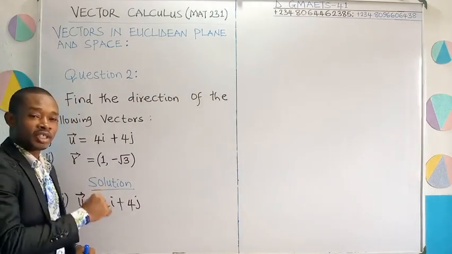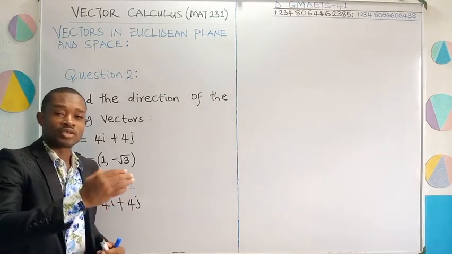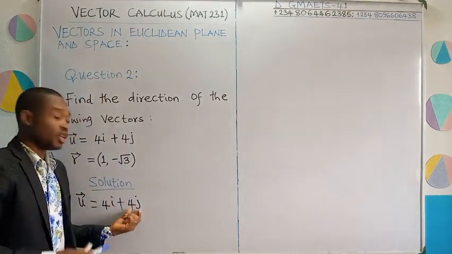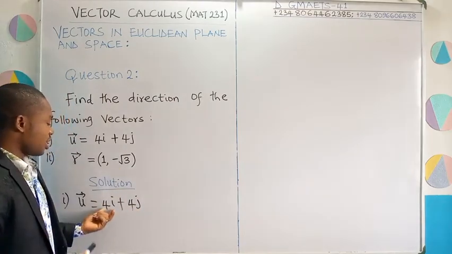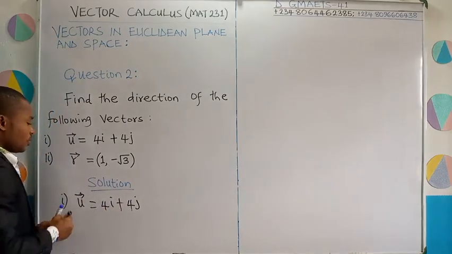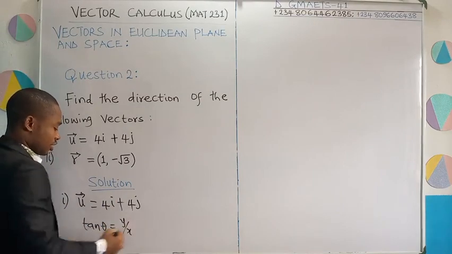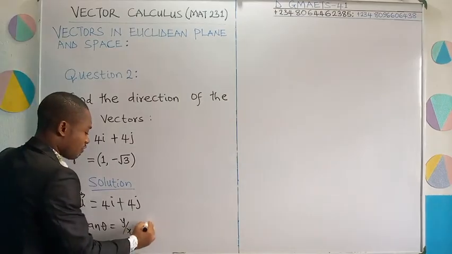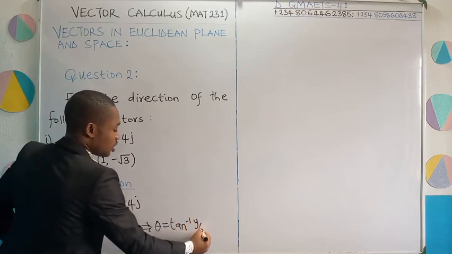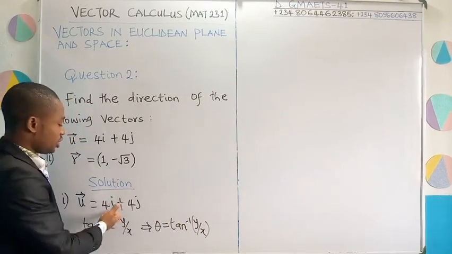You would recall that we established the formula that to get the direction we use tan theta, which is equal to the y value divided by the x value. That's simply the coefficient of the direction vector j divided by the coefficient of the direction vector i. We're going to do tan theta equal to y over x, and then obtain the value of theta from there. Theta will be equal to tan inverse of y over x. So this is the formula that we use to obtain the direction of a two-dimensional vector.